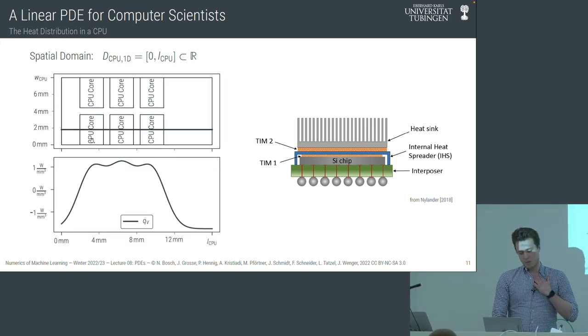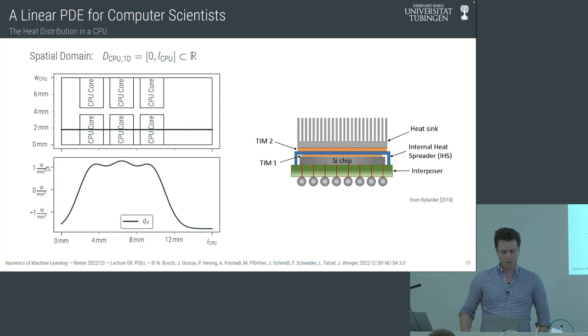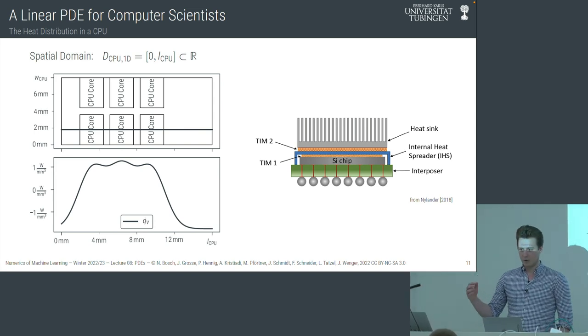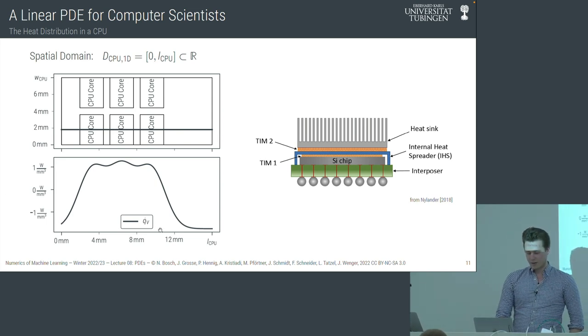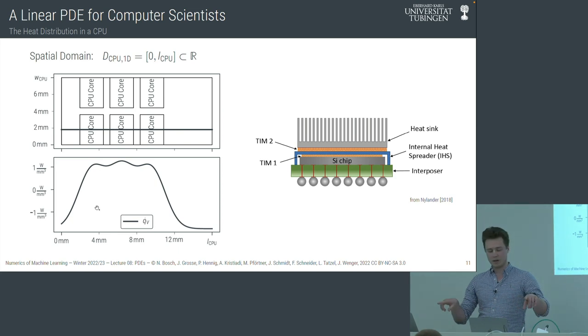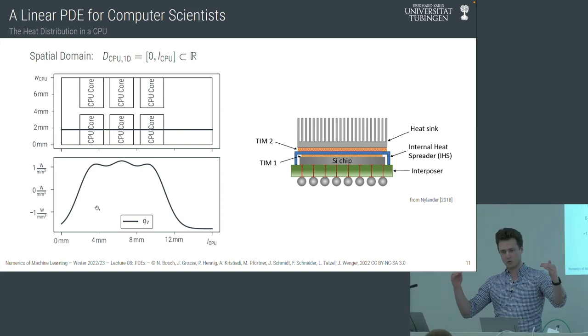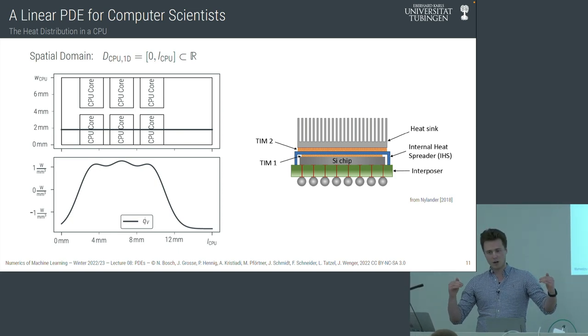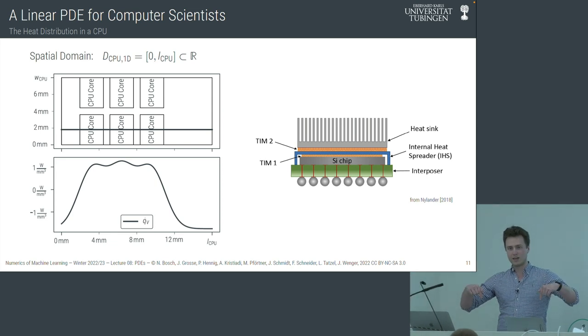So we placed three Gaussian blobs on the cores themselves, which are the heat sources. And you can see the unit here is watt per cubic millimeter. So it's essentially heat per unit volume. And then there's another negative constant function superimposed onto these Gaussian blobs, which models the heat sink, everything that is getting pulled out of the CPU.